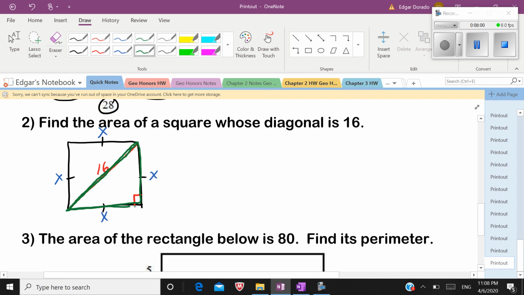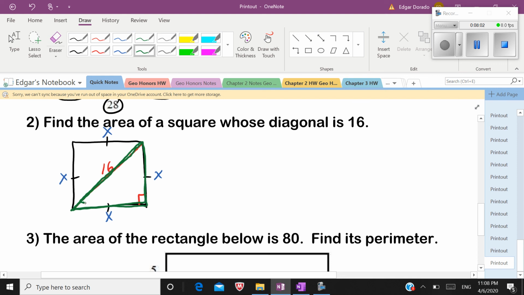But not just any right triangle. That's a 45, 45, 90 triangle. Why? Because the diagonals in a square, guys, cut the square in half. So those are 45, 45, 90 triangles. Okay? So we have a way to work with that, right? In a regular 45, 45, 90 triangle, the legs are x and the hypotenuse is x root 2.